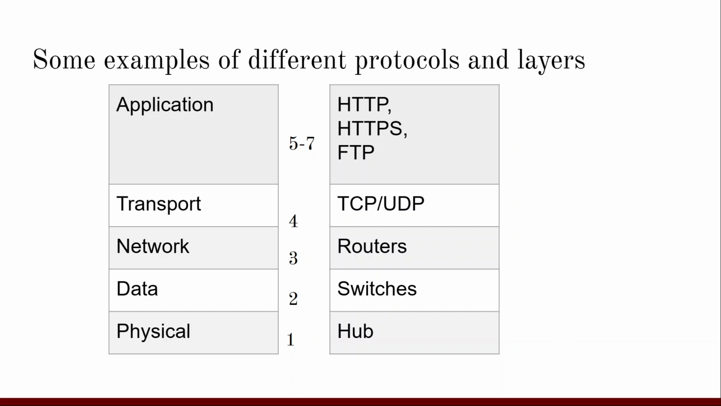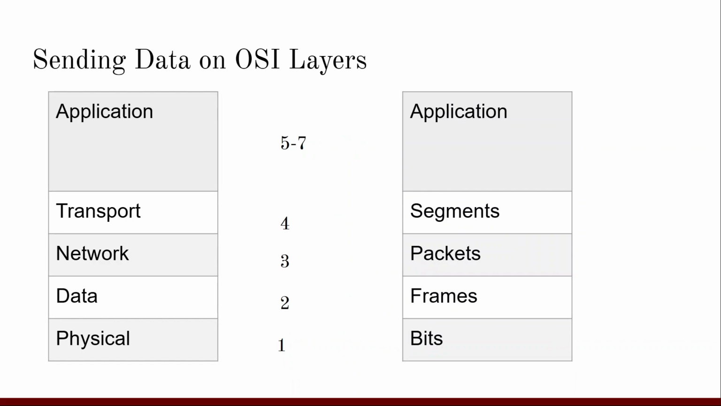And then network will be routers, and then data link will be switches and hubs. All right, so on layer 2 we have switches. On layer 3 we have routers, and on transport we have a protocol that will be TCP or UDP.